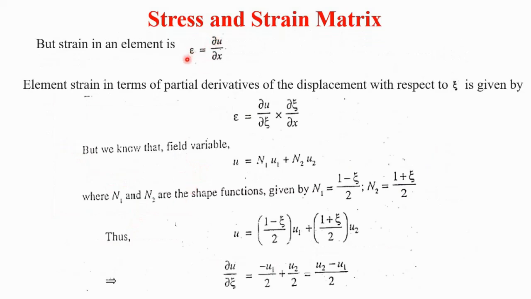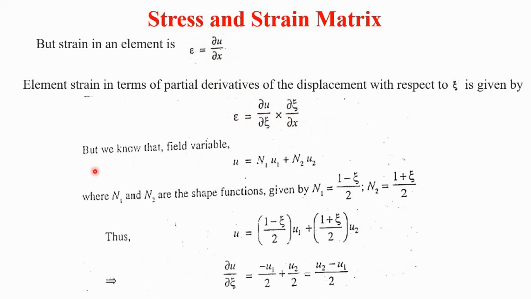Now, the strain in an element is the derivative of the displacement function, so ∂u/∂x. Then the element strain in terms of the partial derivative of displacement with respect to zeta is given by rearranging this equation. Therefore, the strain ε is equal to ∂u/∂zeta times ∂zeta/∂x. The ∂zeta cancels, so ε is equal to ∂u/∂x. We have rearranged this term.